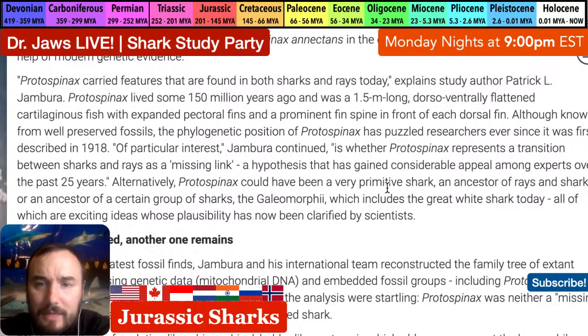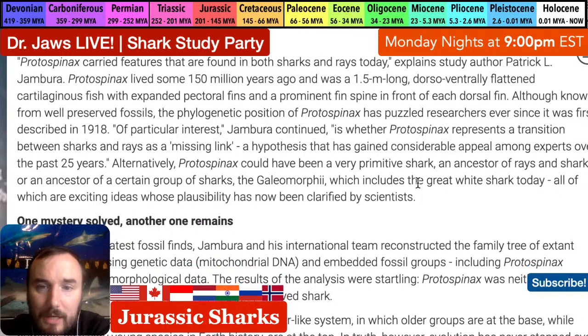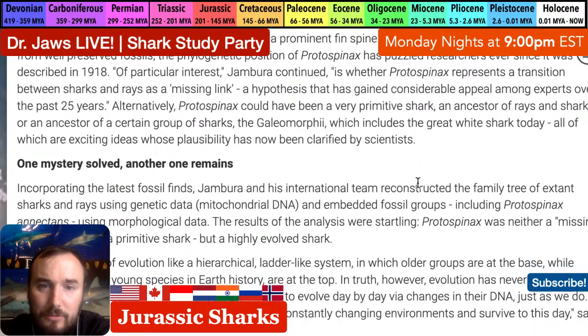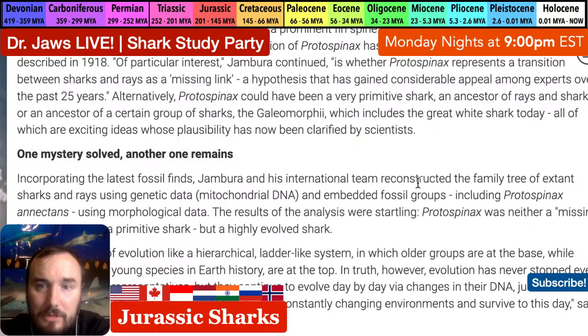This hypothesis has gained considerable appeal among experts over the past 25 years. Alternatively, Protospinax could have been a very primitive shark, an ancestor of rays and sharks, or an ancestor of a certain group of sharks, the Galeomorphi, which includes the great white shark today, all of which are exciting ideas whose plausibility have now been clarified by scientists.